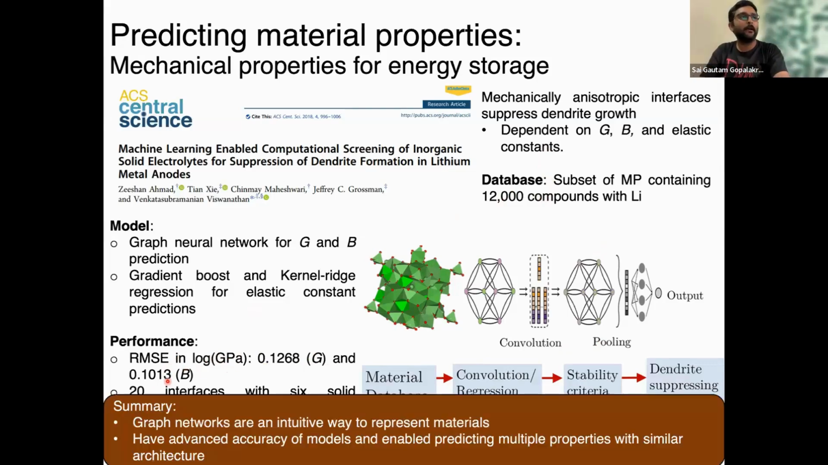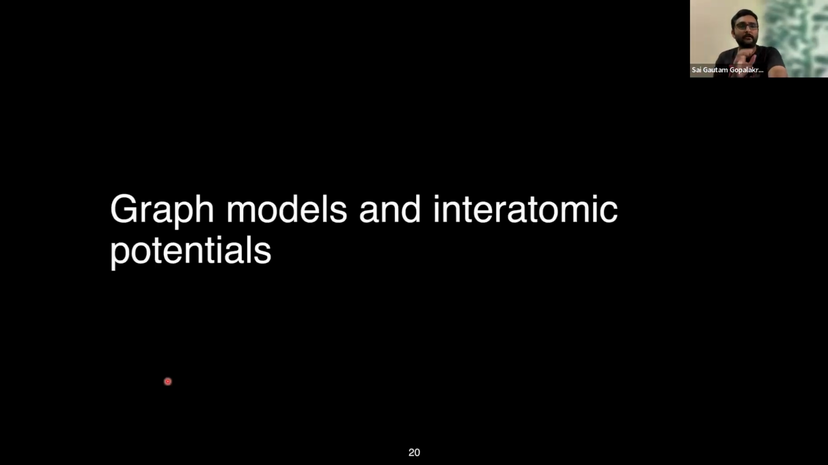Okay. So just to have a short summary here, graph networks are a very intuitive way to model materials. And they can give you very good accuracy in predicting material properties with a similar backbone, a similar architecture. So you don't change the architecture too much, use the same architecture, and then you train on different properties, you can get very, very good accuracies on those different properties. Okay, so that's a brief overview on graph models.